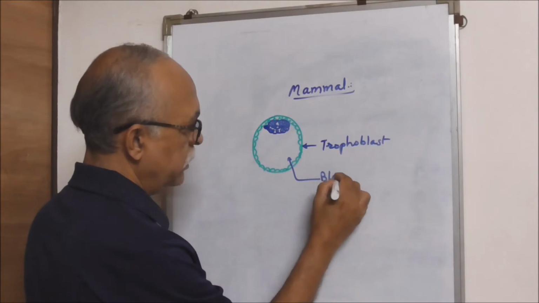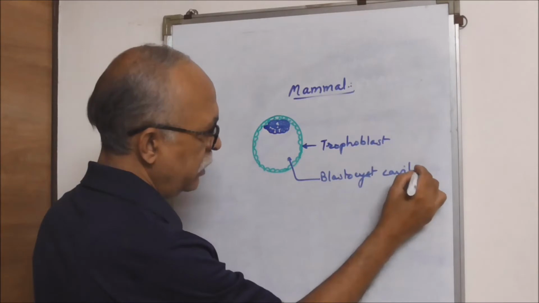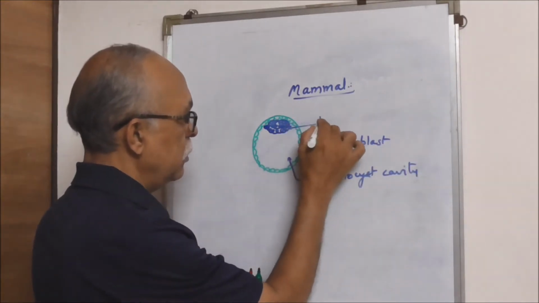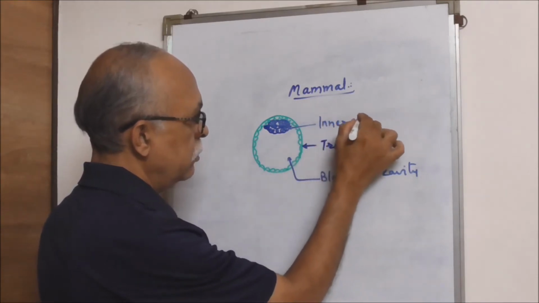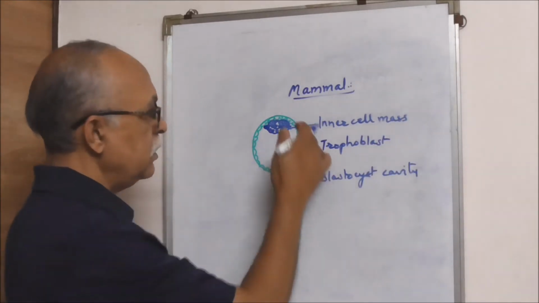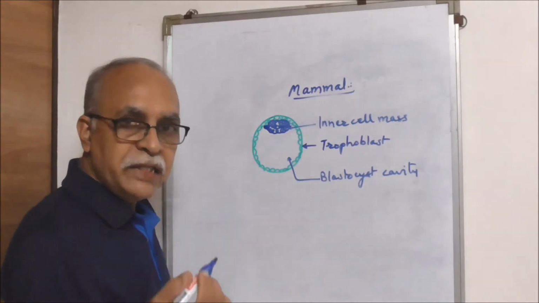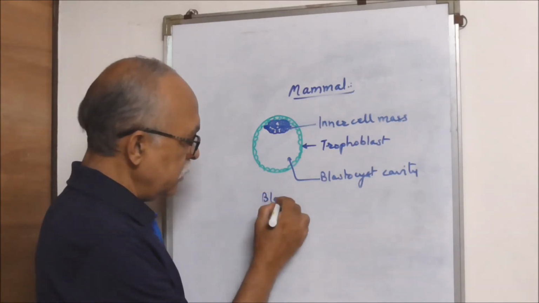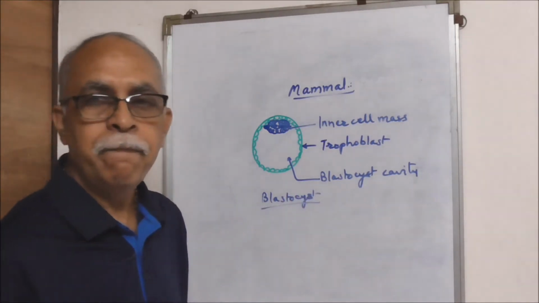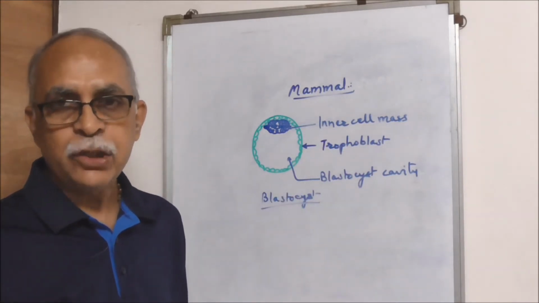This is the blastocyst cavity. As we saw, it's filled in with blastocyst jelly, and this is the inner cell mass. That is, these are the embryonic cells. Now, this is the blastula, or it is better named as blastocyst, which has to get transformed into the 3 germ layered state, that is gastrula.